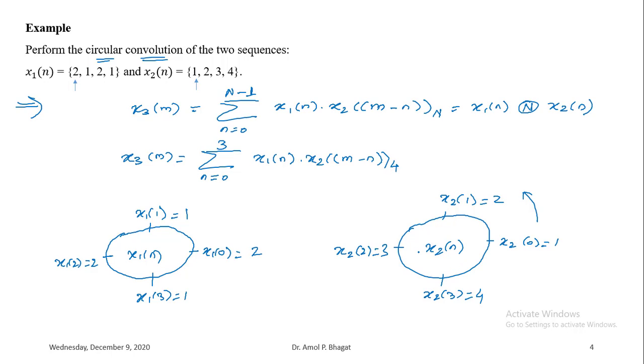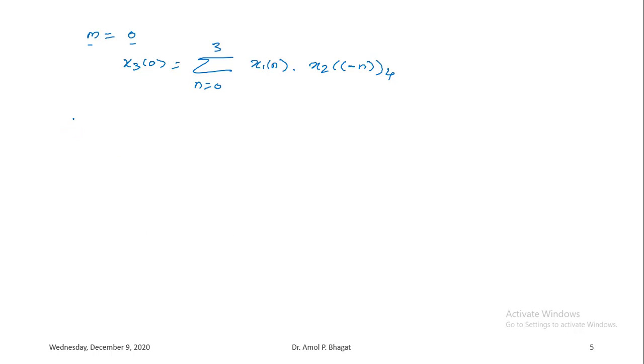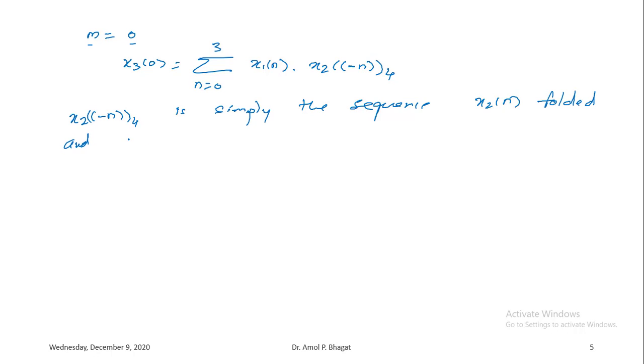So basically this x2 of minus n, in suffix 4, is simply the sequence x2 of n folded and graphed on a circle. So this is nothing but simply x2 of n folded circularly.